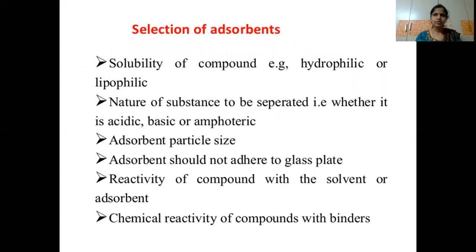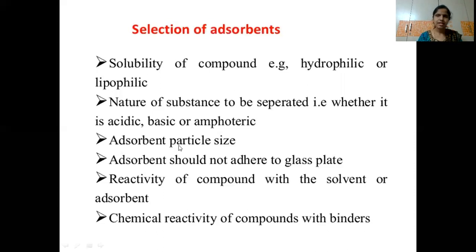So how do we select the adsorbents? First, the criteria or points we have to remember while selecting the adsorbent. One is the solubility of the compound. Whatever compound is given for analysis, first we need to know its solubility, whether it is hydrophilic or lipophilic. Then the nature of the substance to be separated: whether it is acidic, basic, or amphoteric. By knowing the nature of the substance, we can select the nature of the adsorbent that can be used for the separation. Then adsorbent particle size.